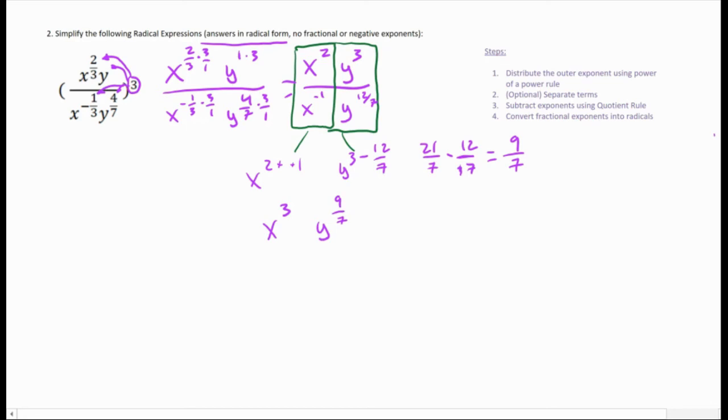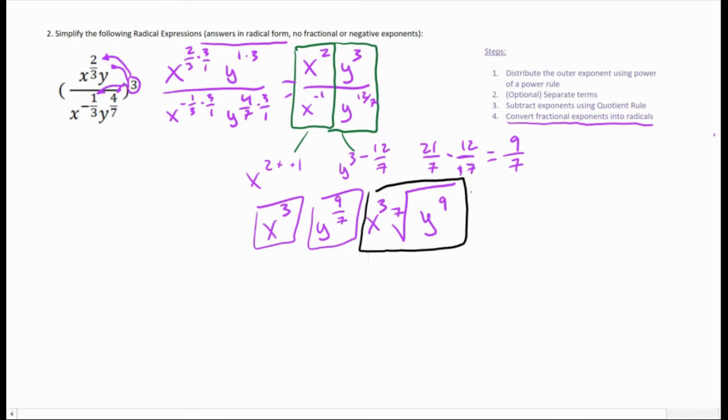Now that I have this, I want to convert any fractional exponents into radicals. So x to the power of 3 is good to go. y to the power of 9/7 is the 7th root of y to the power of 9, and I have x to the power of 3 on the outside here. So here is my final answer: x to the power of 3 times the 7th root of y to the power of 9.